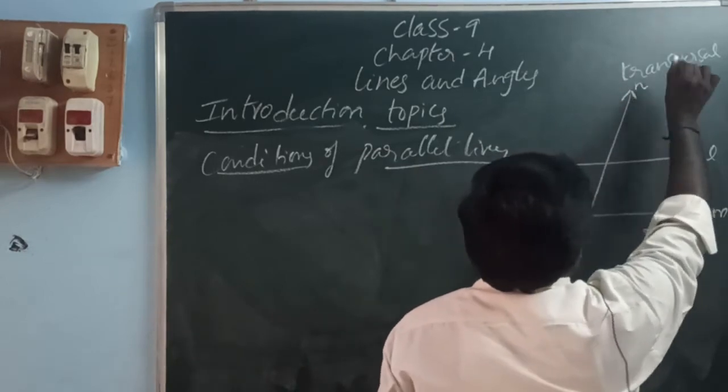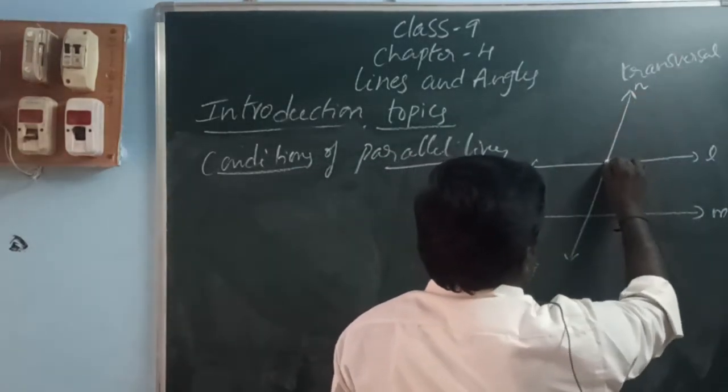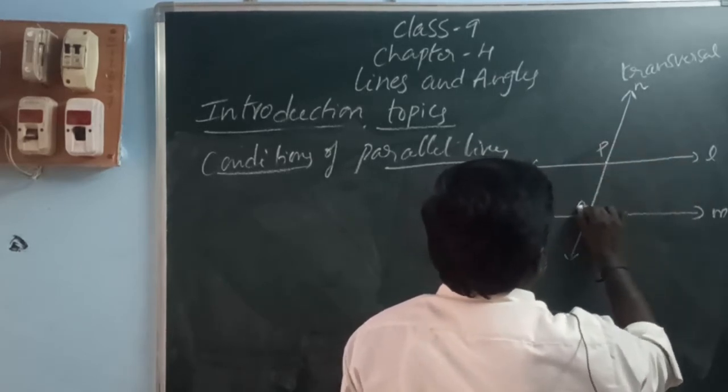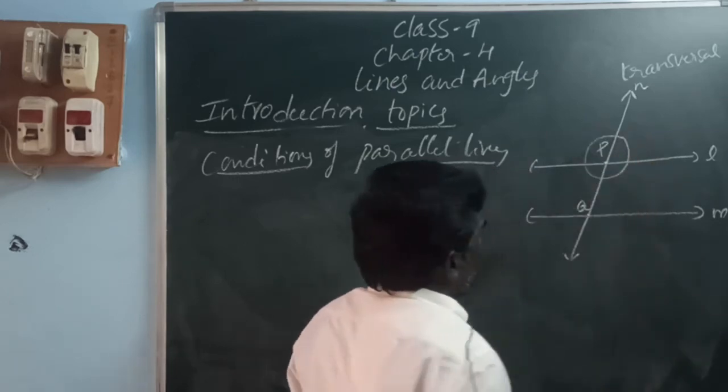N is a transversal line. Okay, so here the N line meets the lines at points P and Q on lines L and M. When the transversal line meets a point on line L, how many angles are there?